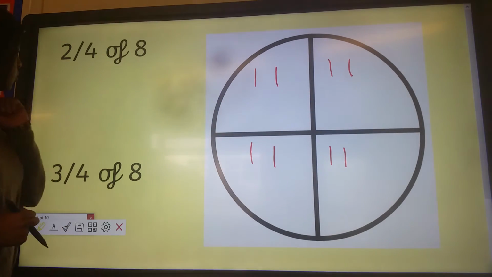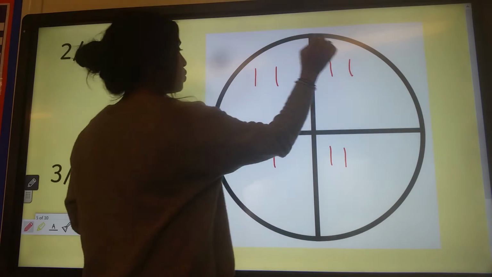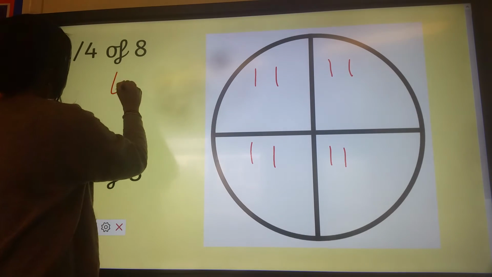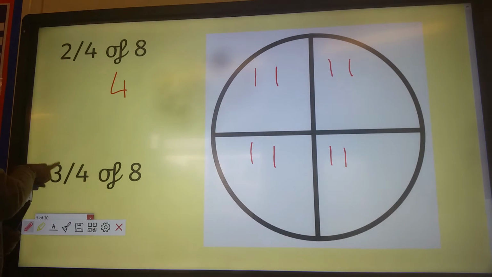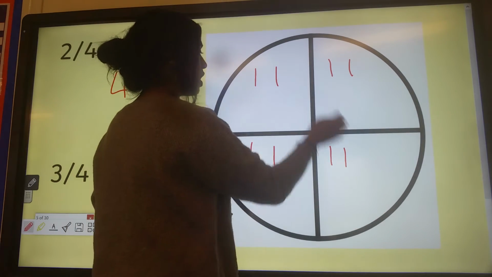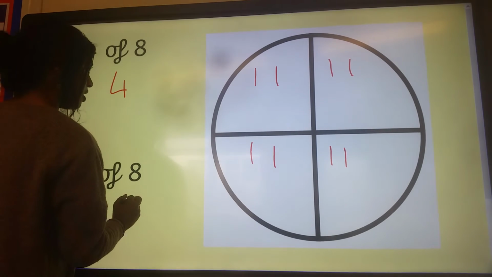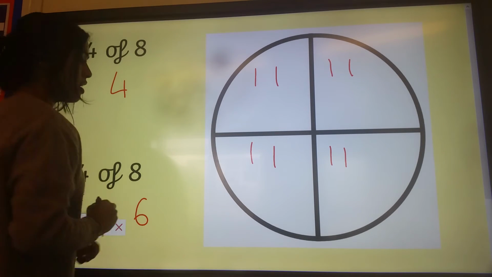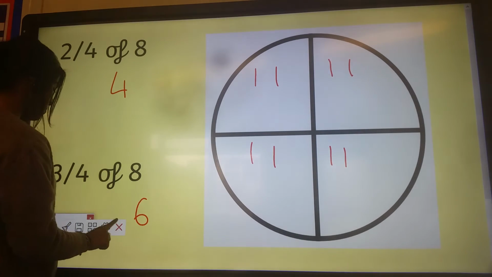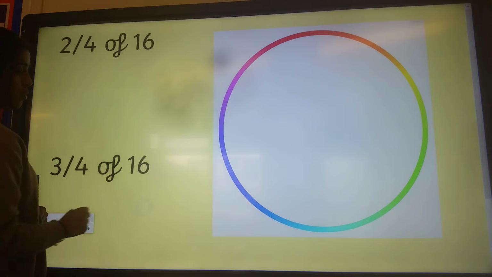My first question, I need to count 2 quarters of 8. So 2 quarters. 1, 2, 3, 4. My next question, I look at my numerator, 3 quarters of 8. So I need to count 3 quarters of 8. 1, 2, 3, 4, 5, 6. So my answer is going to be 6. Really simple. Now I'm going to leave you to do the next set of questions.